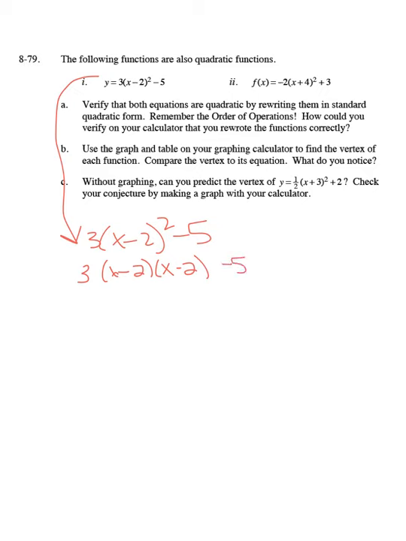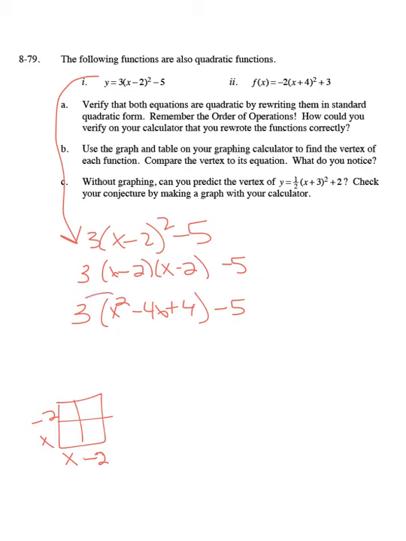You can use the box to multiply x minus 2 by x minus 2, or you can use the distributive property. I'm not going to show the work, I'm just going to write the answer. It's x squared minus 4x plus 4. Still need to multiply that by 3 and then minus 5. So if I multiply everything by 3, again, distributive property, 3x squared minus 12x plus 12, and then minus the 5. So combine like terms.